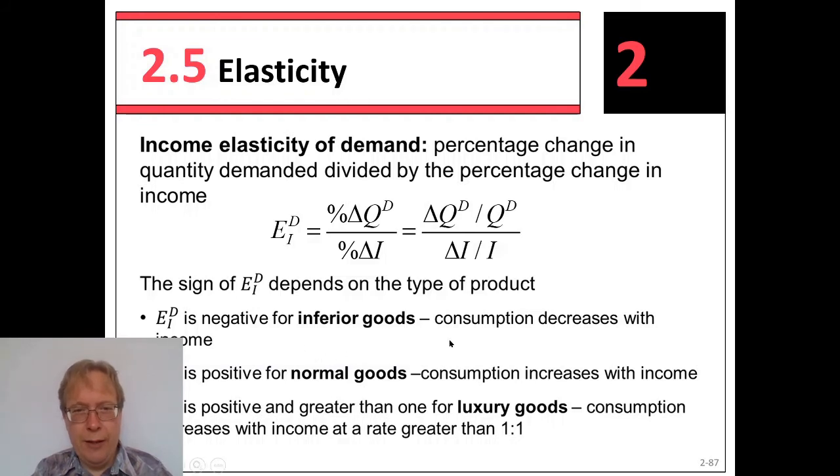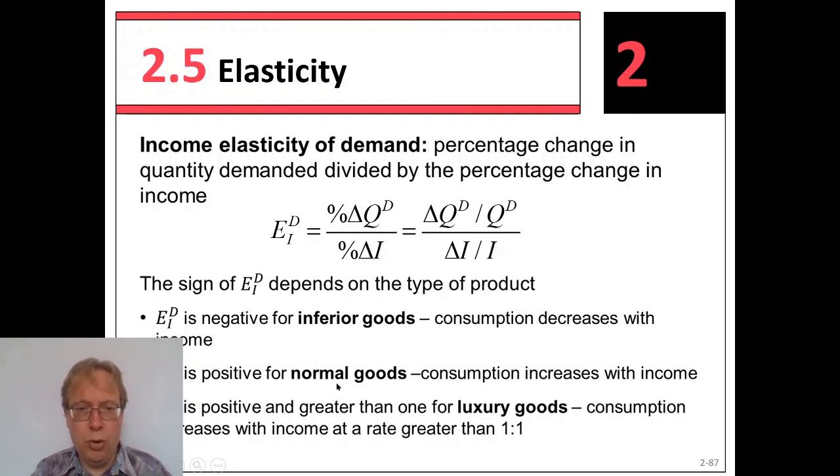Examples that spring to mind, well, perhaps foodstuffs that are not really nice, inferior bread. If your income increases, you're going to buy better bread or something like that, so your demand for that stuff decreases. Scooters I've sometimes given as an example as well. If income increases, people are not going to buy scooters anymore, but rather they're going to buy cars. So if that is the case, the income elasticity of demand is negative. Income increases, demand goes down, so that is an inferior good.